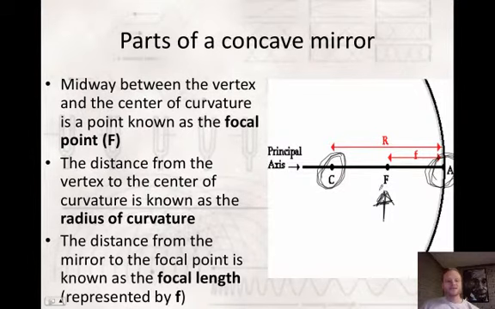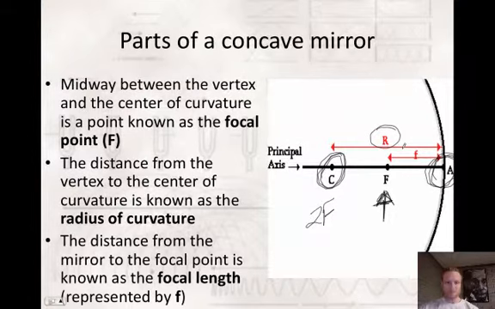The distance from the vertex to the center of curvature is the radius of curvature, which I talked about in the previous slide, where this is the radius of the circle. The distance from the mirror to the focal point, or to F, is called the focal length. Sometimes you'll see C as 2F, because it's two focal lengths. The radius is twice as much as one focal length.